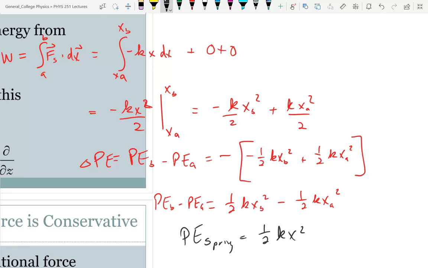You could always have a plus C for an offset. It wouldn't make any difference because we defined the potential energy by the change. And so if I said potential energy is 1/2 k x squared plus C, potential energy B minus potential energy A would be 1/2 k x b squared plus C minus 1/2 k x a squared plus C. The plus C's would subtract out. But by convention, we say, why would we ever want to put the C there? We'll just put C as 0, make life easy.